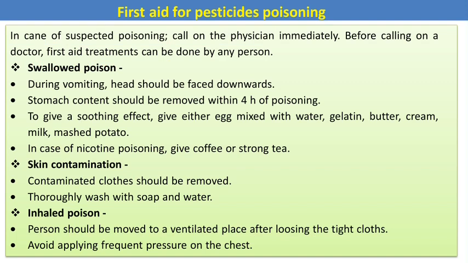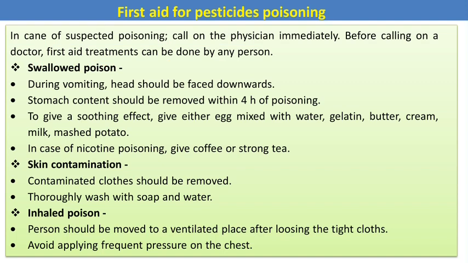Then if insecticide poisoning occurs in the labor, we can use first aid techniques against that pesticide poisoning. For swallowed poisons, during vomiting the head should be face downwards and the stomach contents should be removed within 4 hours of poisoning. To give a soothing effect, give either egg mixed with water, gelatin, butter, cream, milk, and mashed potato. In case of nicotine poisoning, give coffee or strong tea.